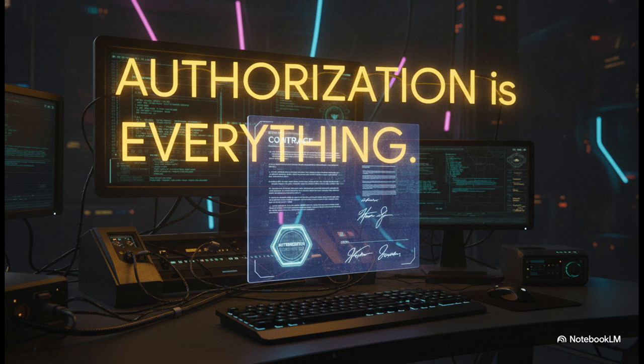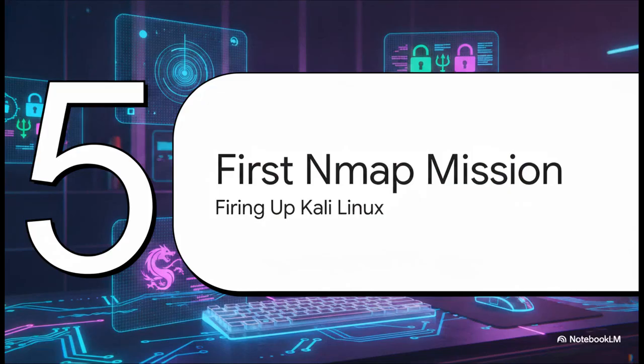Authorization is everything. I really want to let this sink in. Authorization is the single defining difference between an ethical hacker, a highly paid, highly respected professional, and a cybercriminal facing prison time. The tools we use are exactly the same. Nmap doesn't judge. Kali Linux doesn't judge. It is the permission slip in your hand that determines what side of the law you are on. So always have authorization.